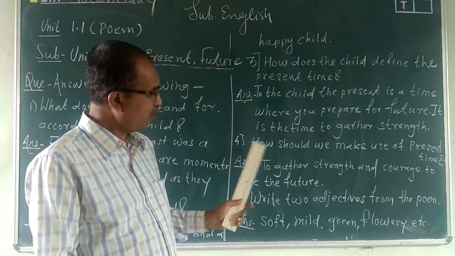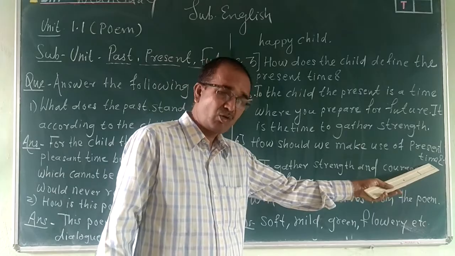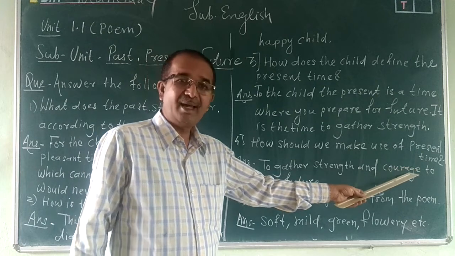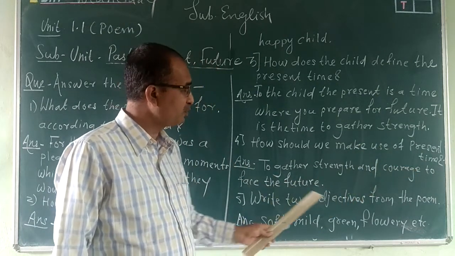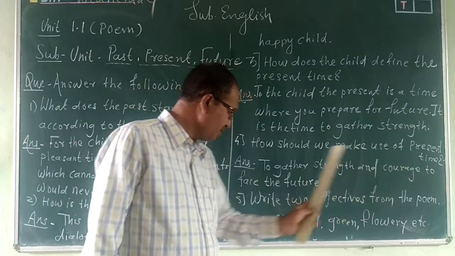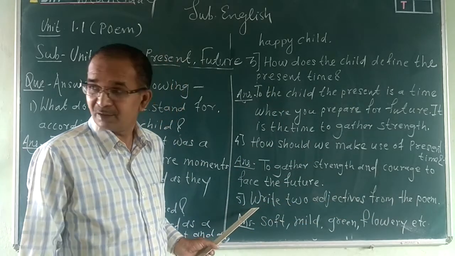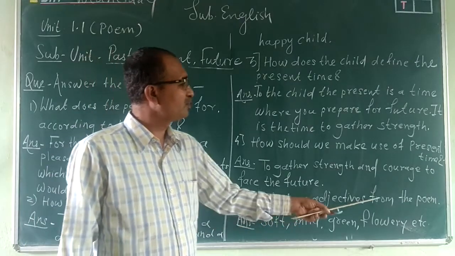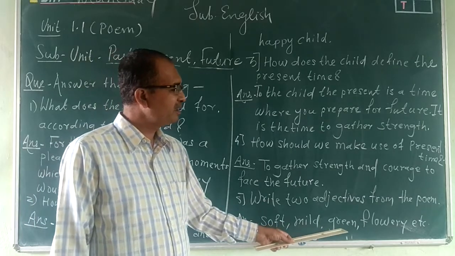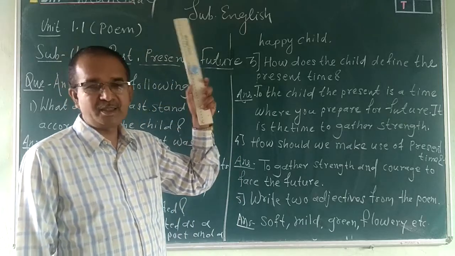Okay. Question number 4 is, how should we make use of present time? How we have to utilize our present time? To gather strength and courage to face the future. I repeat this answer. To gather strength and courage to face the future. Okay. And fifth question is, write 2 adjectives from the poem. Any 2 adjectives you can write. Okay. Soft, mild, green, flowery. These are the adjectives from the poem past, present, and future.